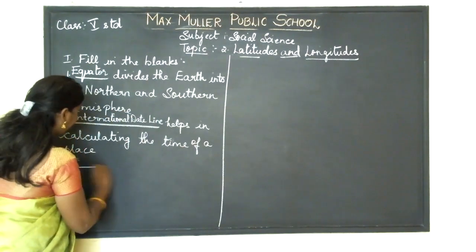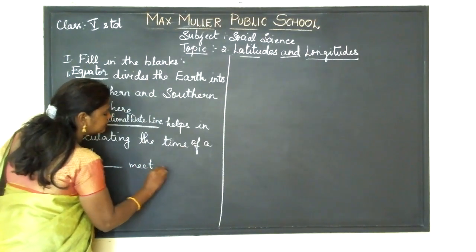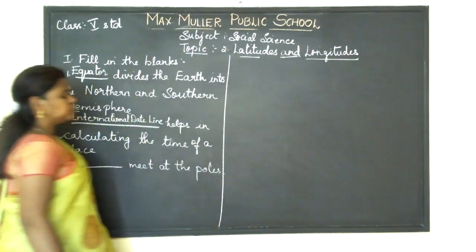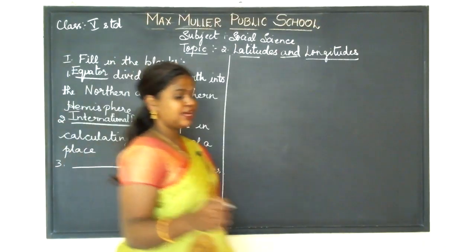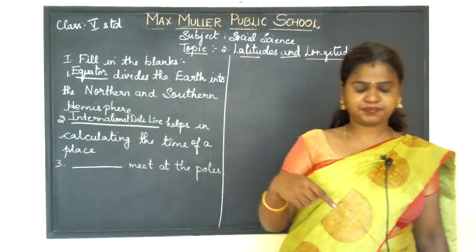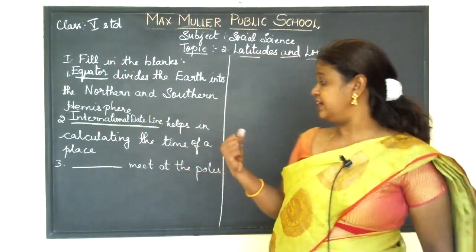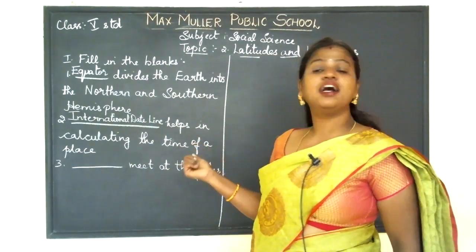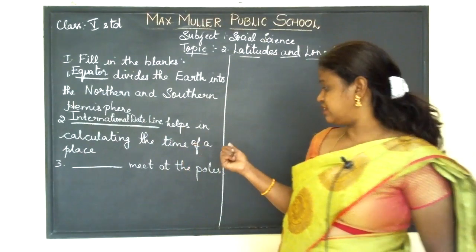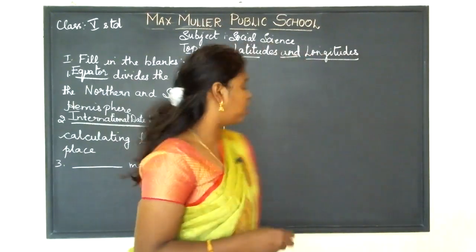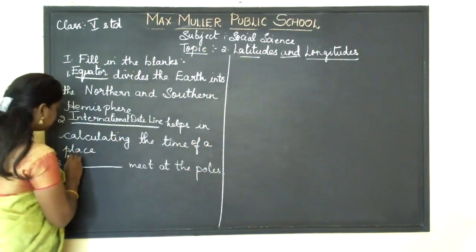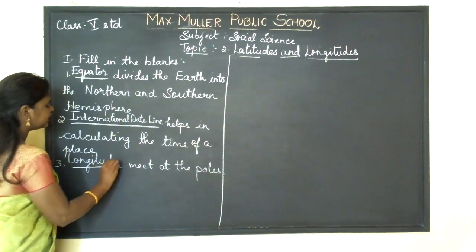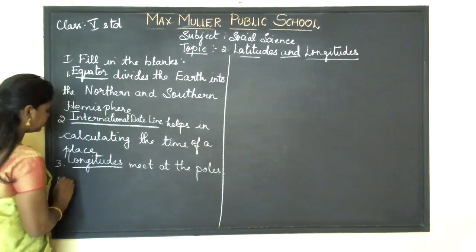Next one: dash meet at the poles. Children, I told you the imaginary line takes us east and west. But here they have given the other question. Dash meet at the poles. So what meets at the poles? It's longitudes. What is the spelling of longitudes? LONGITUDES. Longitudes.